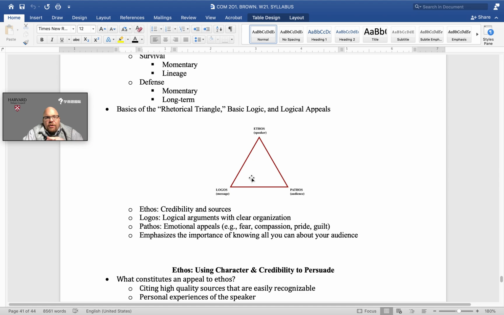Now, in the Greek days, they said that this needed to be equal in order to be effective. And I still think that's true today. The triangle form isn't just something that was used because there's three points. The triangle was used because if you think about that structure, if you take out any of those corners, the whole thing collapses. And that was their thinking: if you take out credibility or logic or emotion, you cease to be persuasive, or as persuasive as you could be.